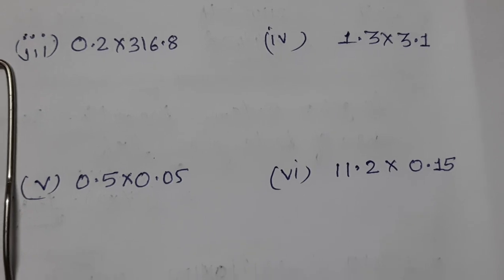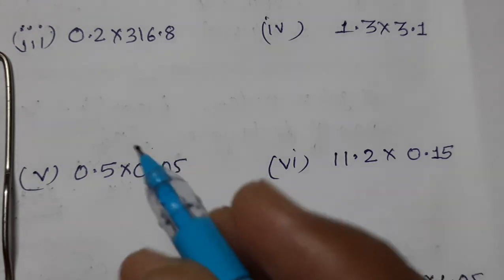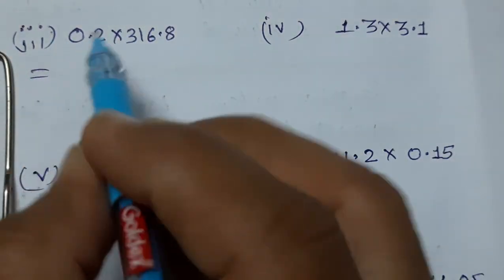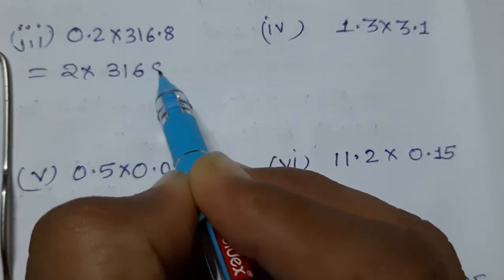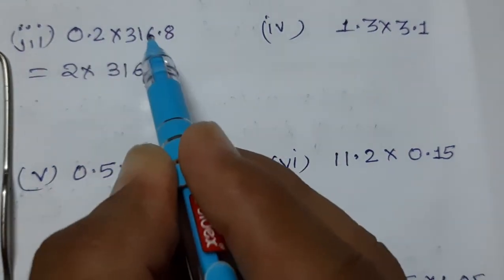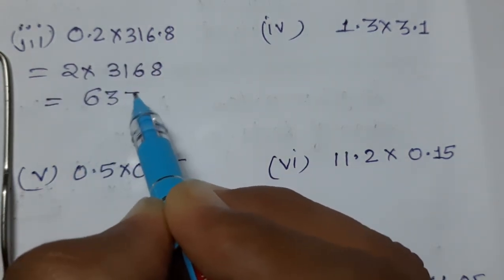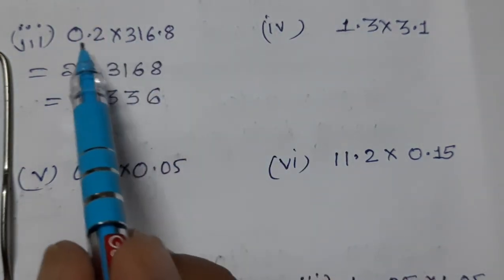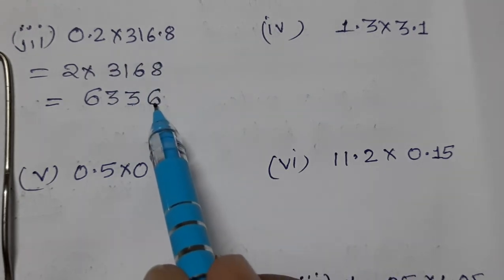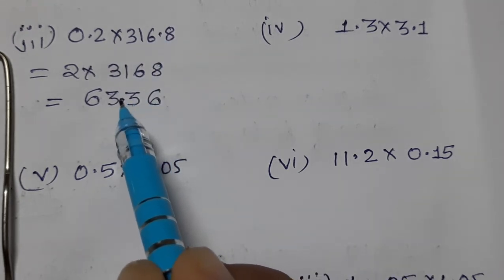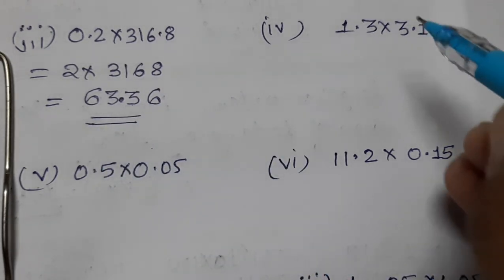See the next one. 0.2 into 316.8. So first, simply multiply. Ignoring the decimal point again, 2 into 3168. We ignored both decimals. Now simply multiply. 6, 3, 3, 6. Now count. After the decimal 1, after the decimal 1. 1 plus 1, 2. So start from the right towards the left. 1, 2. 63.36.